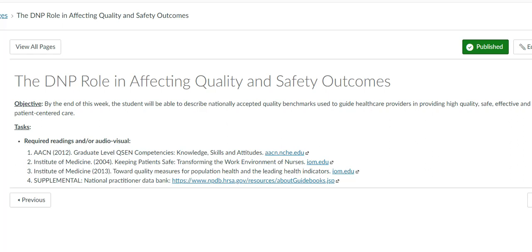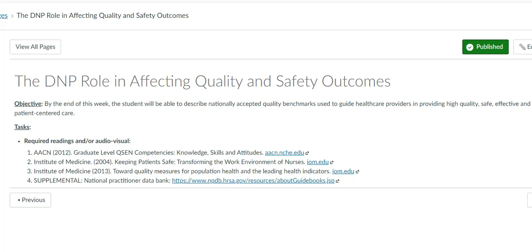If you notice, there are a lot of readings. They're to be used as a reference. Let's discuss the first benchmark. The first benchmark is the graduate level QSEN competencies. This kind of evaluates knowledge, skills, and attitudes. QSEN stands for Quality and Safety Education in Nursing.